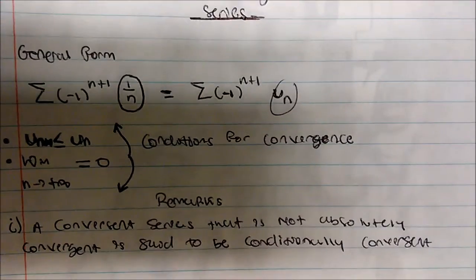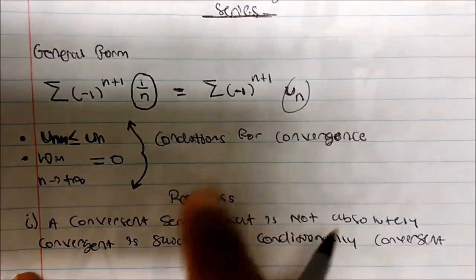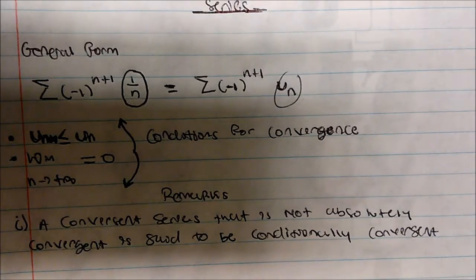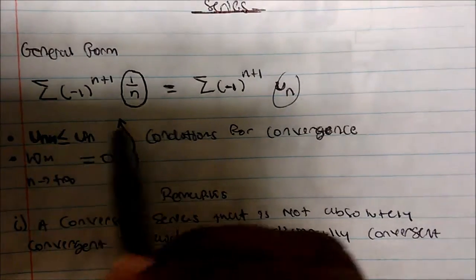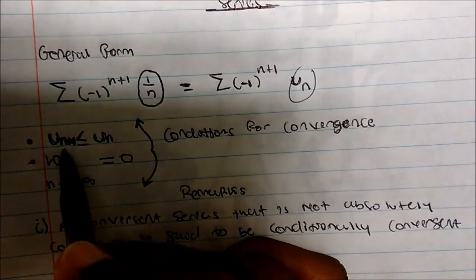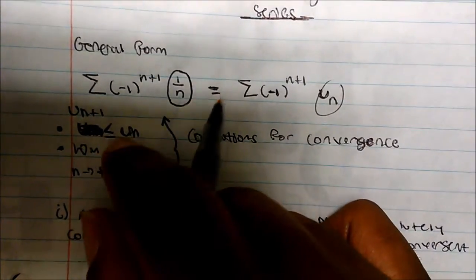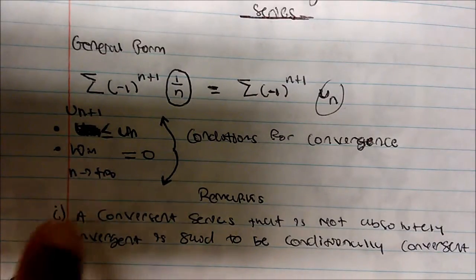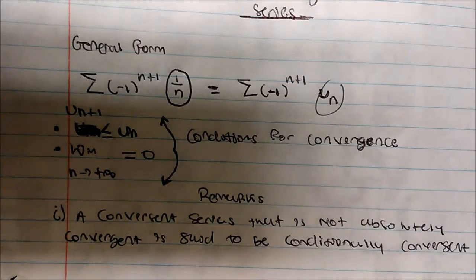actually do care about. Now, in order for the series to converge, there are two conditions that we need to meet. We need to meet the conditions that, and I'm sorry guys, this is u sub n plus 1, so let me rewrite it. So this is u sub n plus 1. So u sub n plus 1 has to be less than or equal to u sub n. Okay, we're going to talk about what that means. And then the other one is that the limit has to equal 0. Okay, the limit has to equal 0.